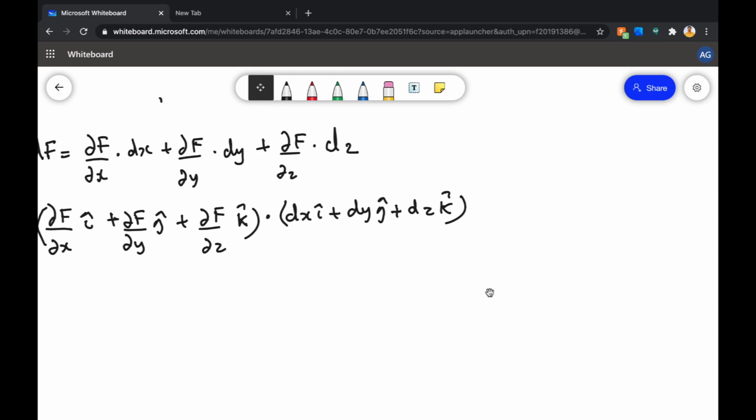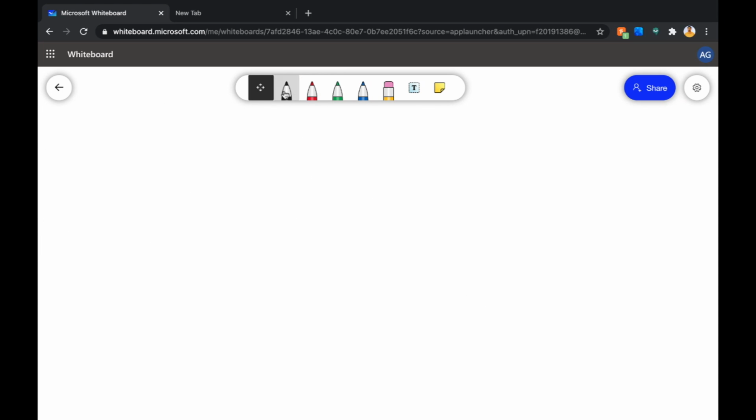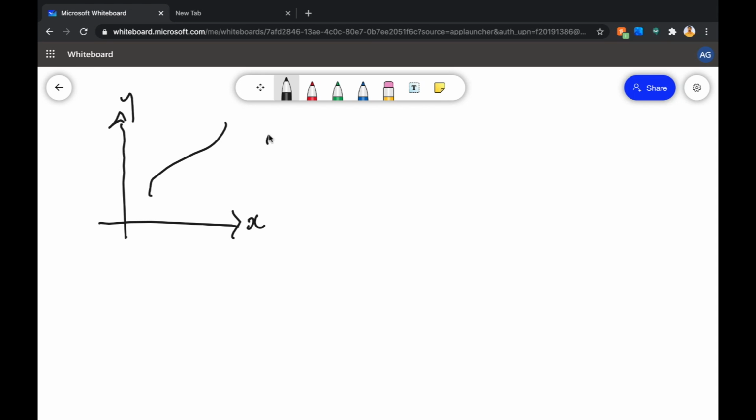Okay, I need you to forget about whatever I said up till now and concentrate on only this. Now this is my x-axis, this is my y-axis, and this is some curve f of x equals y, and this is some point A. Down here I'm zooming into this curve at point A, okay? This is point A.